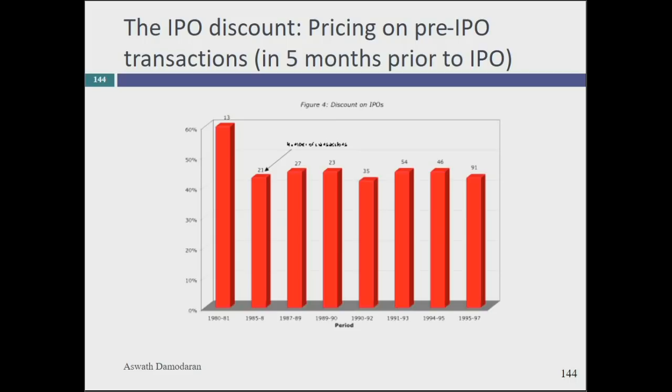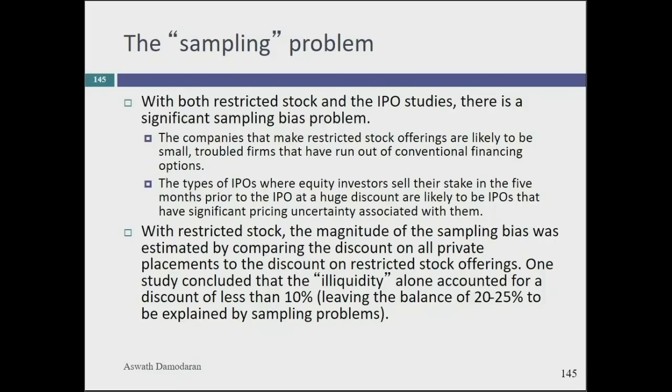I'm going to suggest that both the restricted stock studies and these IPO studies are fatally flawed because they have a sampling bias. Let me explain what I mean by that. If you look at restricted stock studies, what do these companies do? They skip the prospectus, the filing. They issue shares at a 25% discount. Why would you do that?